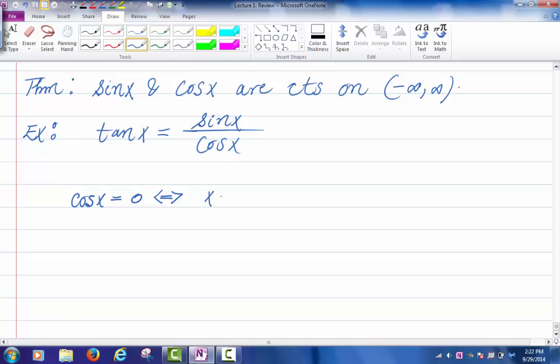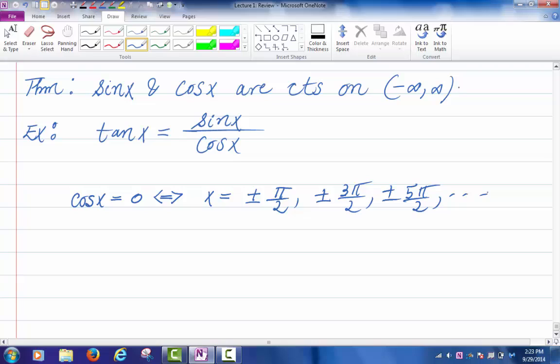And I can keep saying. So basically, whenever the angle is plus or minus pi over 2, plus or minus 3 pi over 2, plus or minus 5 pi over 2, and I can keep going. So as long as x is an odd multiple of pi over 2, cosine x will be 0. So tangent is continuous everywhere except at these points. There are infinitely many points where it's discontinuous.